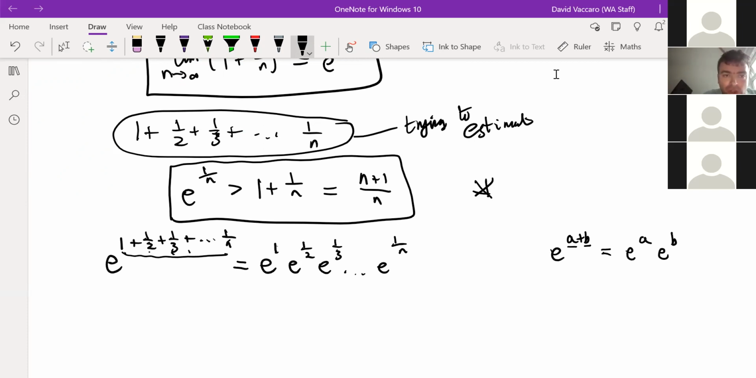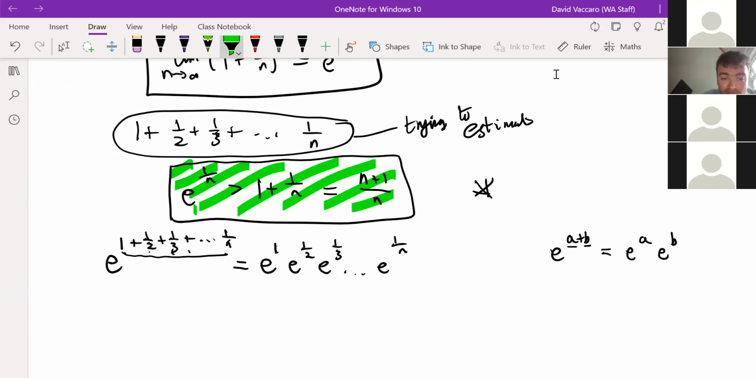Okay, so e to this sum is the same as e to a product. So I've got e to the 1, e to the half, e to the third, e to the 1 over n. But I've just got, in this box, a nice set of inequalities that I know: e to the 1 over n is bigger than something. So for example, I know e to the 1 is bigger than 1 plus 1 over 1, which is the same as 2. Okay, that's not a particularly good approximation, but we know that e is bigger than 2.